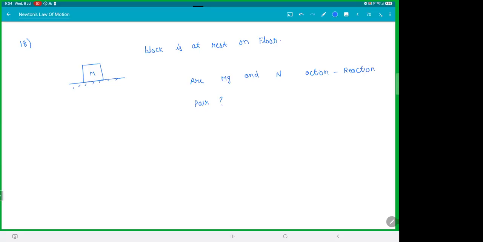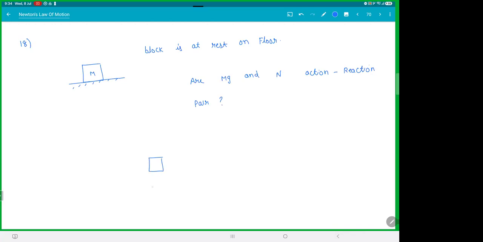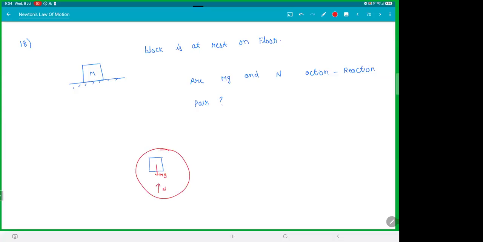The important thing is this: forces will always come in pairs. You can't have a single force jumping around. So look at the problem with this. Most people think they're an action reaction pair. If you look at the forces, this is mg and this is N. They will say, it is at rest, so N is equal to mg. Okay, first is satisfied. They're opposite, satisfied. Same line, satisfied. Same time, kind of. Act on two different bodies? Here, N and mg are both acting on the same body.